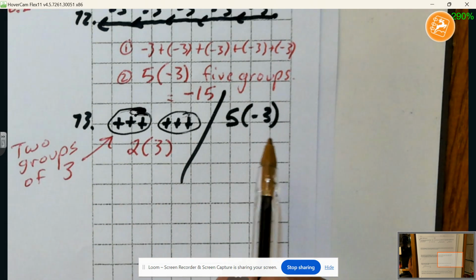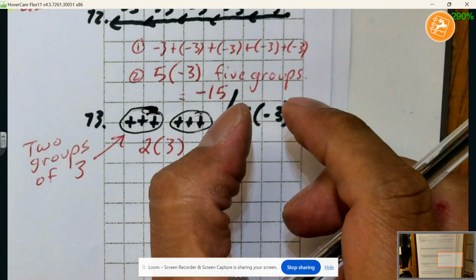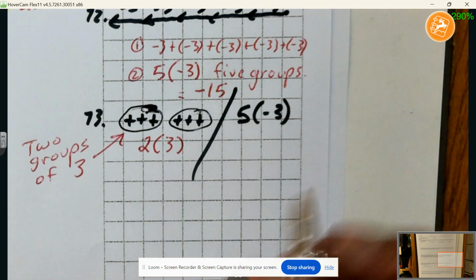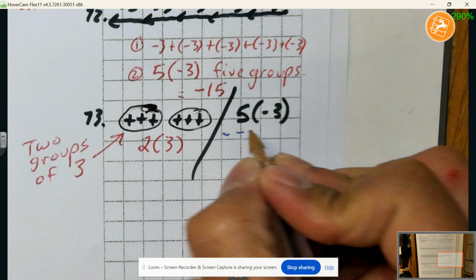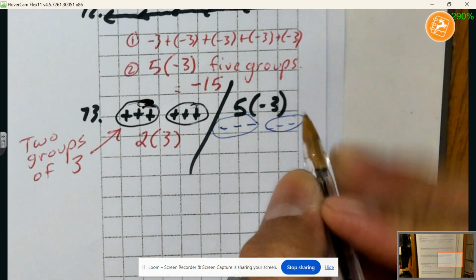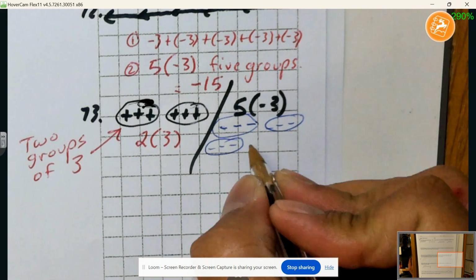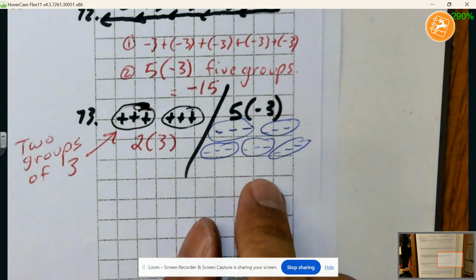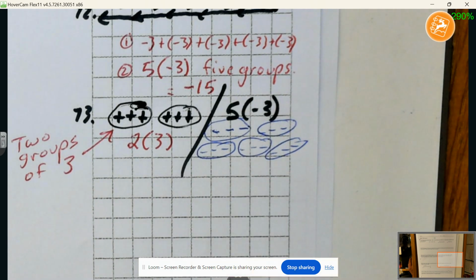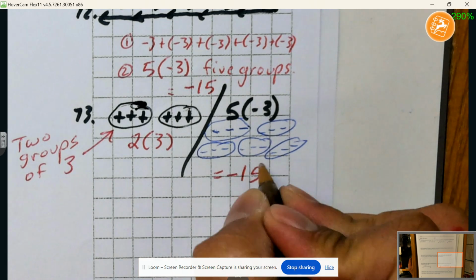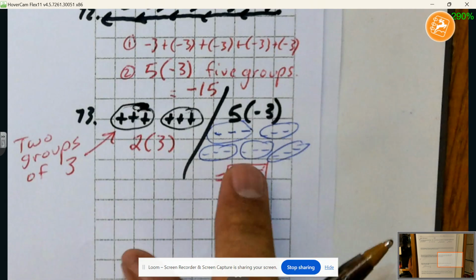if we're trying to figure out how many groups we have, we look at first what's in the group. This is in the group. This is what we have groups of. So we have 5 groups of -3. So we should have 1 group of -3, 2 groups of -3, 3, 4, 5. Okay, so 5 groups of -3, which equals, what does this total value give us? -15. 5 groups of -3.